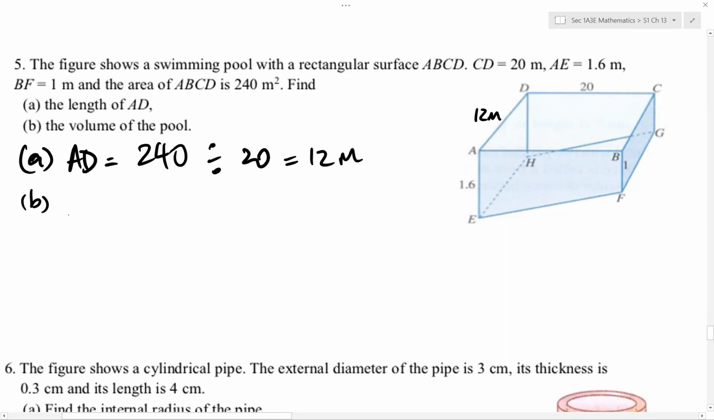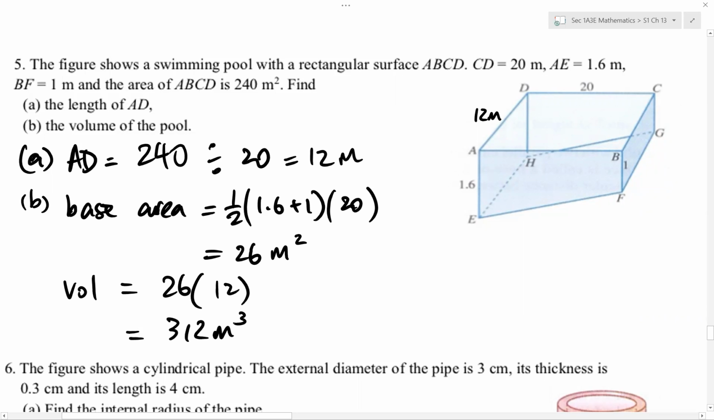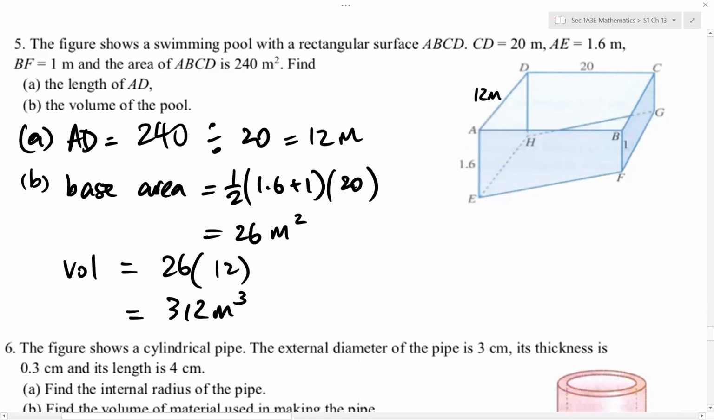Okay, thank you. So base area, half times sum of parallel sides, 1.6 plus 1, times the perpendicular height, which is 20. So the volume, 26 times 12. Any questions?